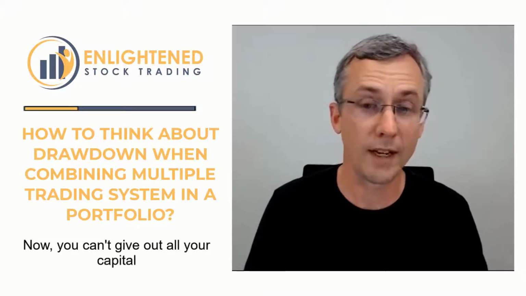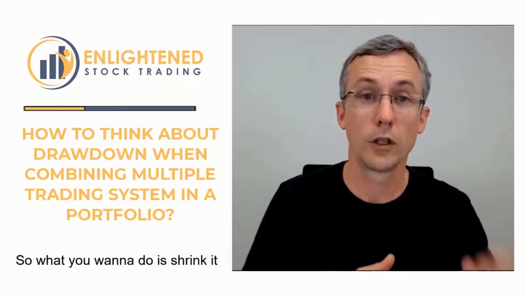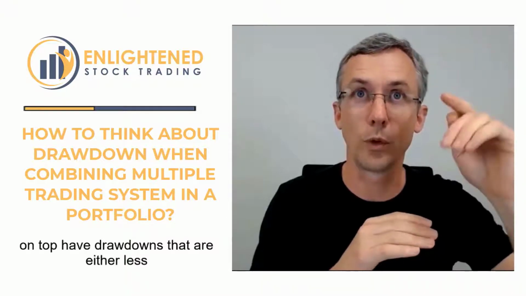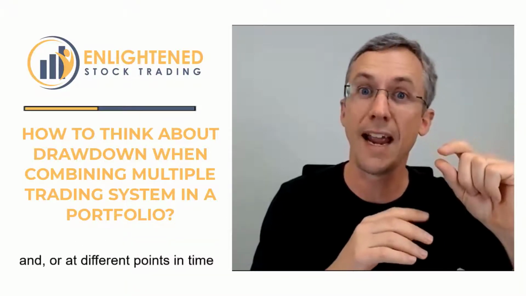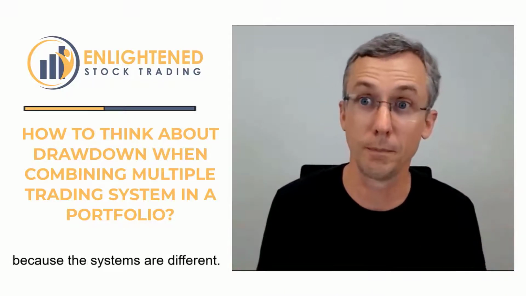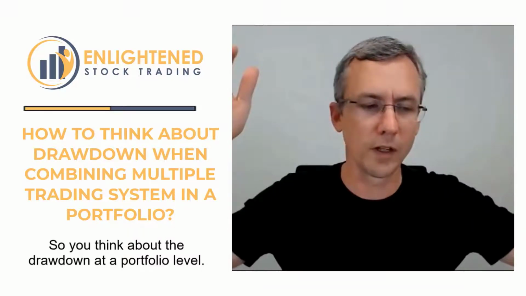Okay, you can't give that all your capital because your drawdown will be too big for you to be comfortable with. So what you want to do is shrink it and make sure that the other systems you're adding on top have drawdowns that are either less and/or at different points in time, because the systems are different. So you think about the drawdown at a portfolio level.